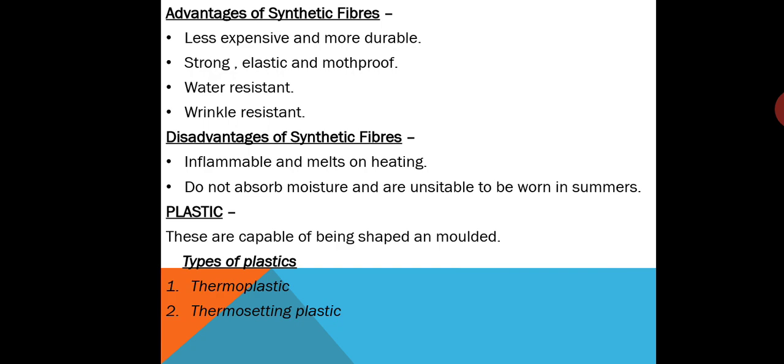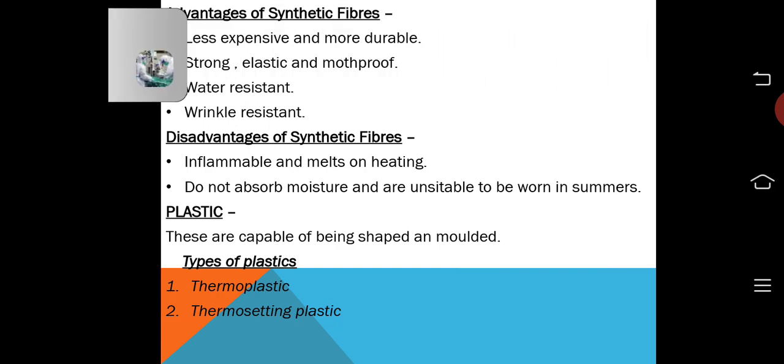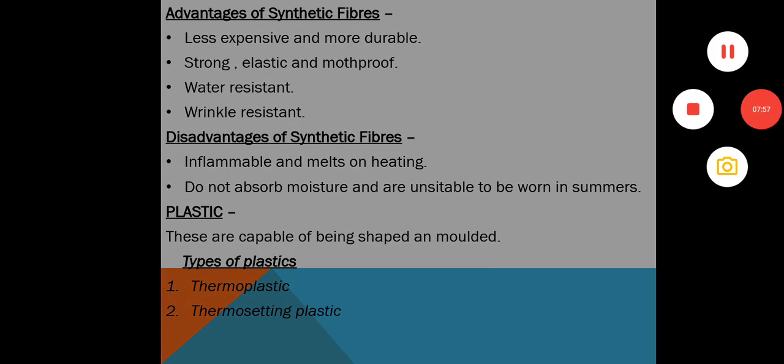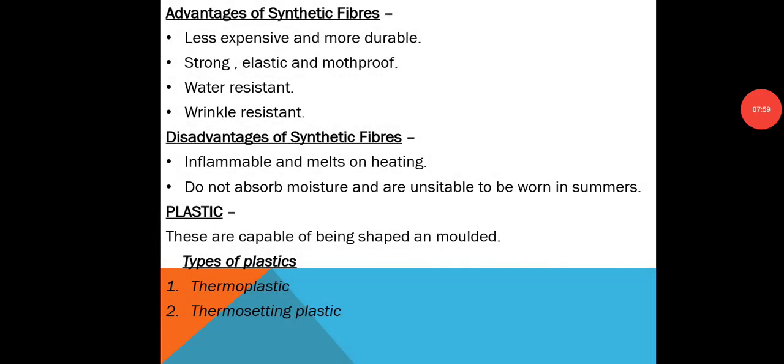What are the disadvantages of synthetic fiber? They are very inflammable and they melt on heating. They do not absorb moisture and are unsuitable to be worn in summers. As we know, they do not absorb moisture at all, so they are very unsuitable to be worn in summers, because in summers we need clothes that can absorb our sweat and make us feel cool.